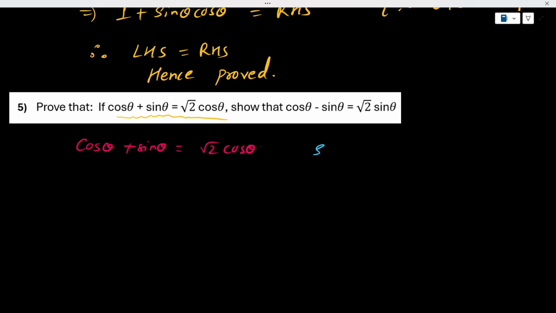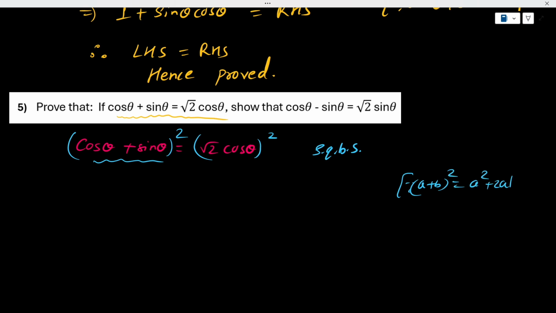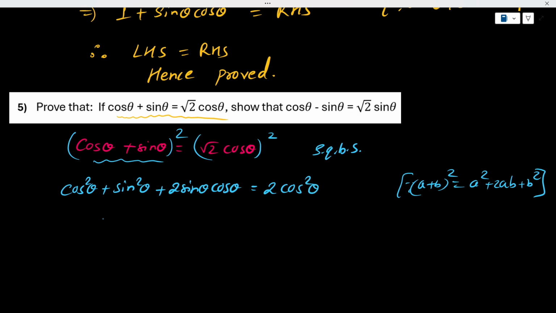So what we can do here is square both sides. If I square both sides, it will be a whole square on this side, and this side also it will be a whole square. Now this is in the form of a plus b whole square. So what is a plus b whole square? If I use the identity, you know that it is a square plus 2ab plus b square. So let us take it here: cos square theta plus sin square theta plus 2 sin theta cos theta equals 2 cos square theta, right?